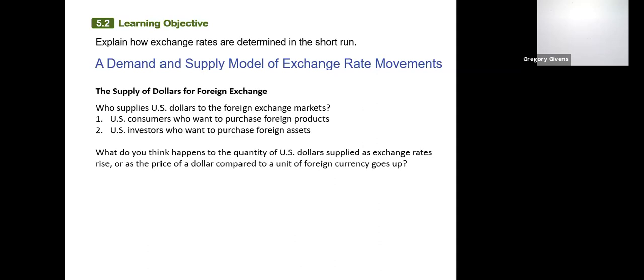Now let me ask you this question. What do you think happens to the quantity of US dollars supplied in these markets if the exchange rate goes up? That is, the dollar strengthens. That is, the price of a dollar compared to a unit of foreign currency goes up. What happens to our willingness to supply dollars if we see a strengthening of the US dollar? You think it goes up or goes down? What's your name again? Derek, why do you think it goes up?